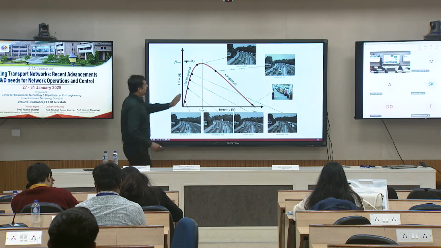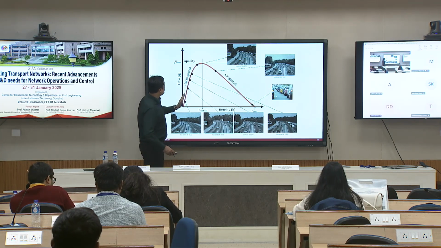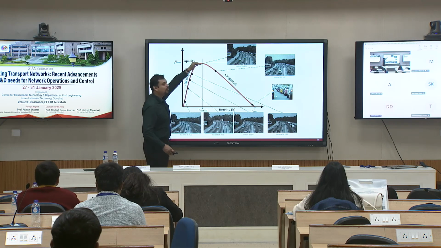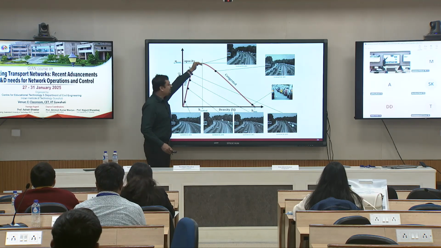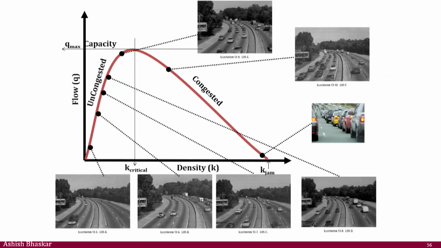So that's why, on this side of the curve, the flow is increasing as the density is increasing, to the point where you reach the capacity. But after that, density increases, flow starts decreasing. That's why you call this a congested region, and this one an uncongested region. A simplified way of expressing it.